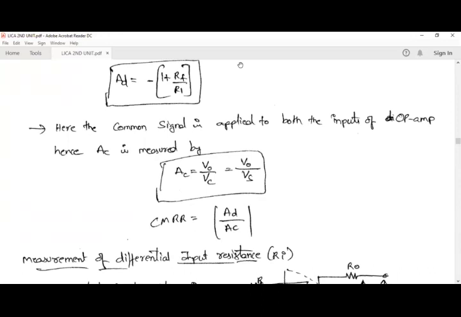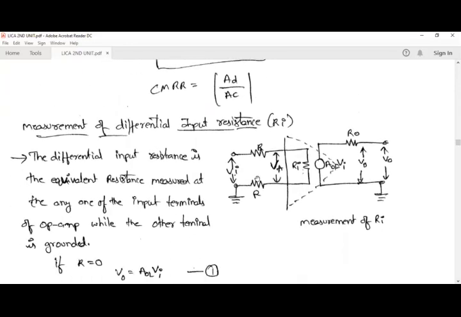The op amp will be having better performance. So this is how we are going to measure the CMRR. So next, measurement of input resistance. Next, measurement of differential input resistance.